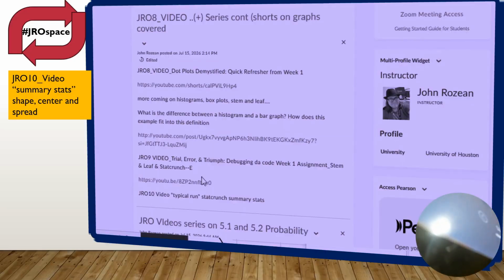All right, so what I'm going to do is build on this JRO video here. This one's about running summary stats. And we were talking about this last time, is not only can you use the graph to visualize what you have, shape. Let's look at this question.